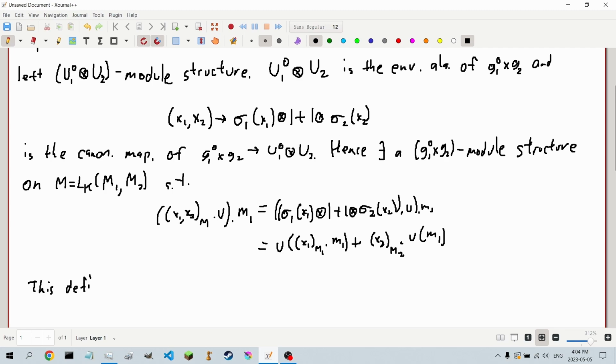This defines a representation of G1 opposite by G2 on M.